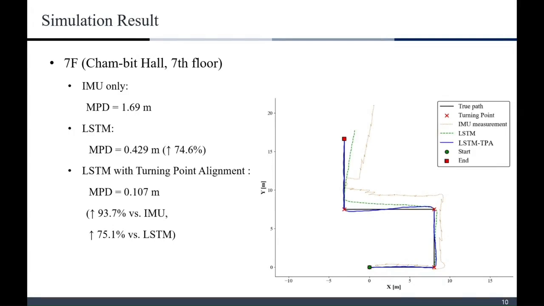On the 7th floor, with IMU only, MPD was 1.69 meters. With LSTM, it improved to 0.429 meters, which is about a 75% reduction. And with LSTM-TPA, the error further decreased to 0.107 meters, a 93.7% improvement over IMU and 75.1% over LSTM.